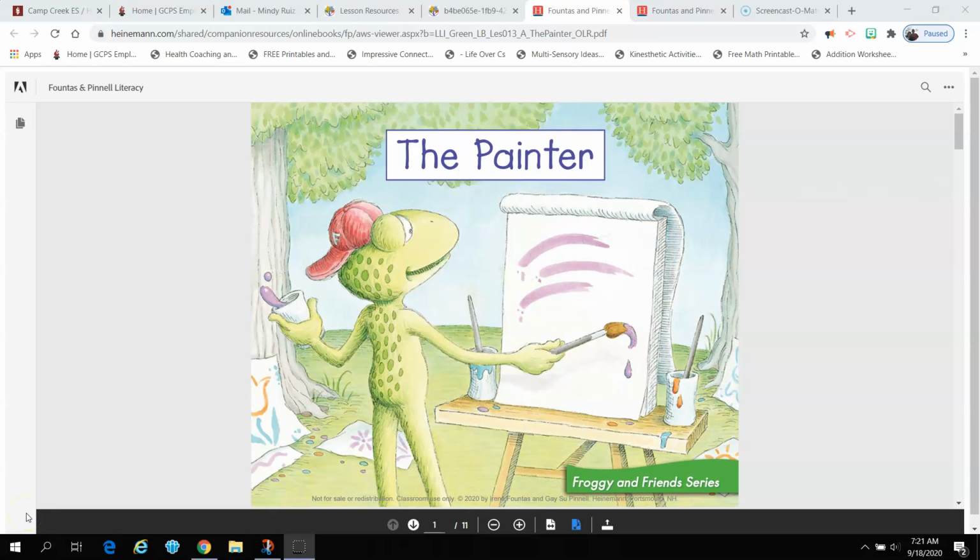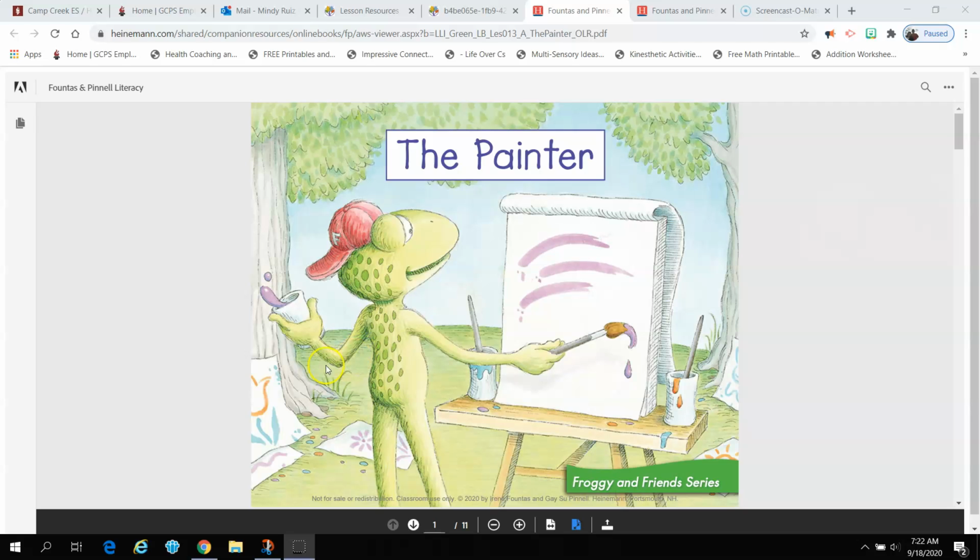Today we're going to read the book The Painter. This is part of our Froggy and Friends series, and here is Froggy. Do you remember Froggy from another story that we read? So what do you notice about Froggy? He's painting. He's a painter, and he can paint lots of things.